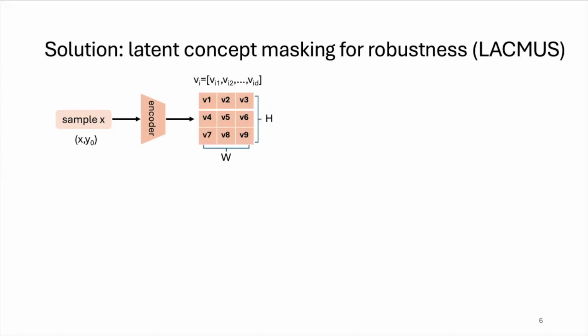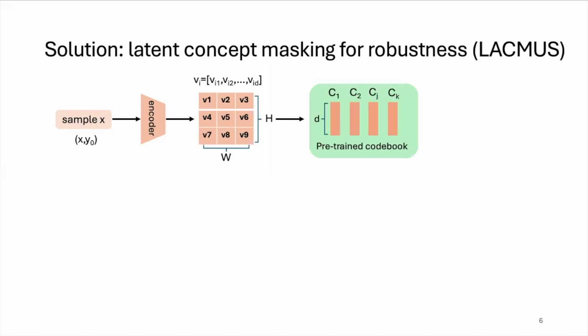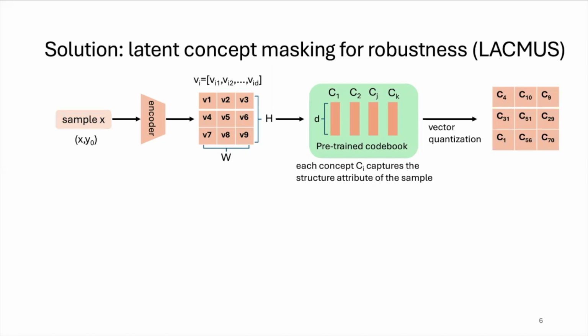And here, each V is a D-dimensional vector. The core idea of LACMUS is we have a pre-trained codebook. In the codebook, each C is a concept, and each concept captures a structural attribute of the sample. Each concept is a D-dimensional vector, because the dimension of the concept and the dimension of V are the same. So we can use vector quantization methods to transfer the representation by V to the representation by concepts.